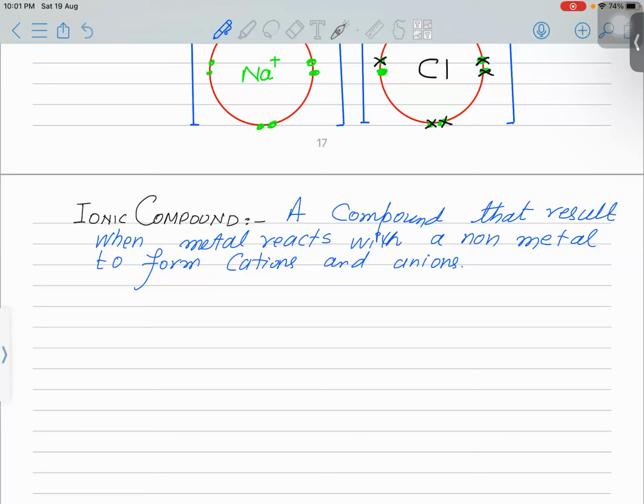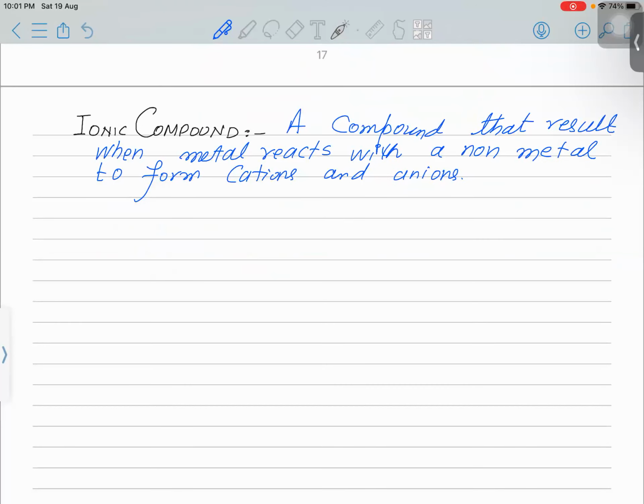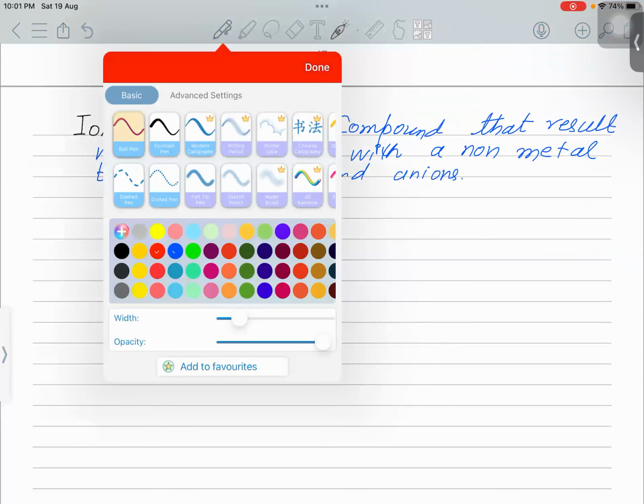Now we have discussed sodium ion, chlorine ion. Now properties of ionic compounds.